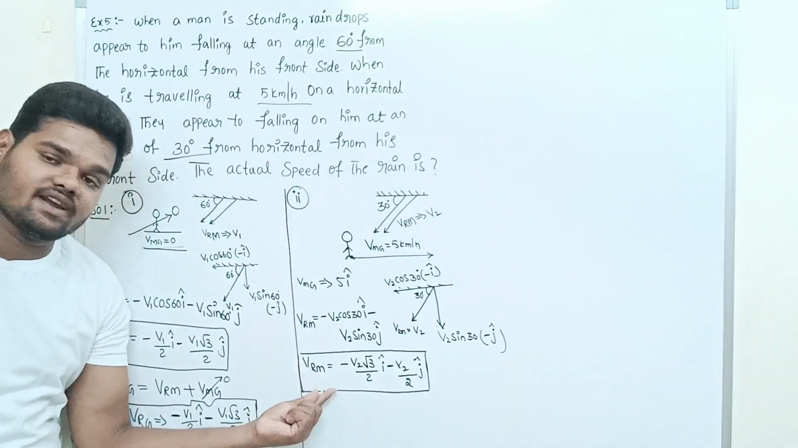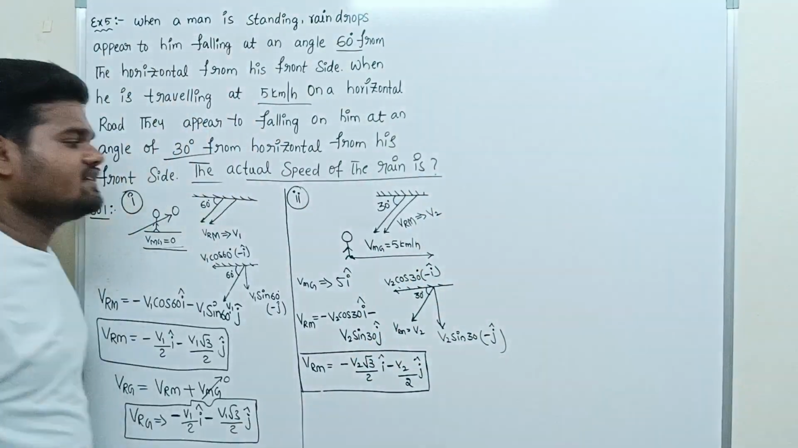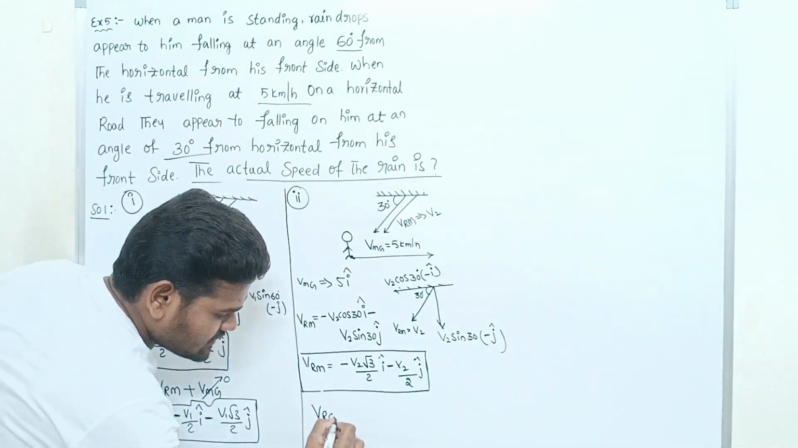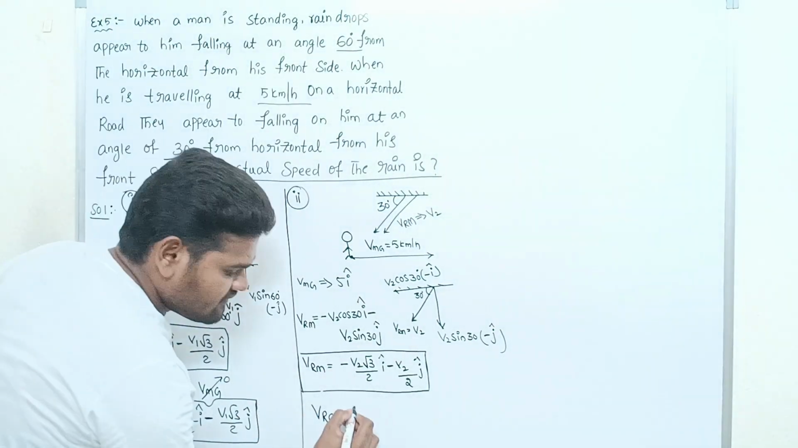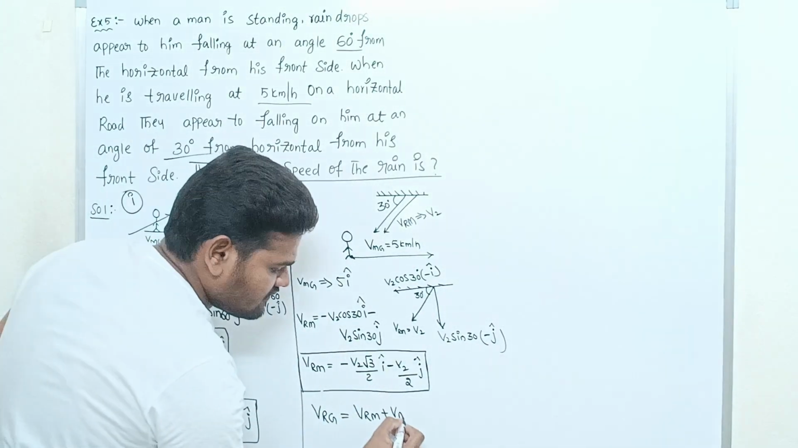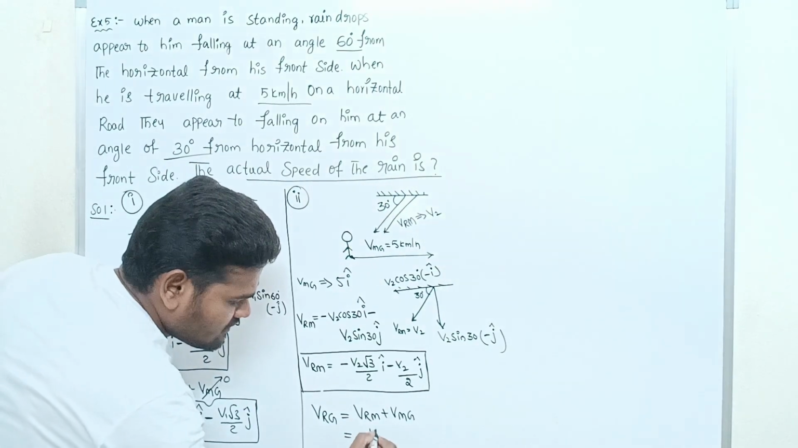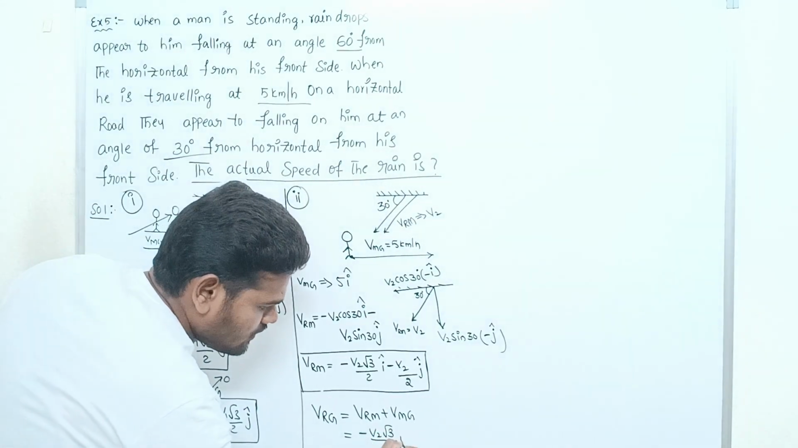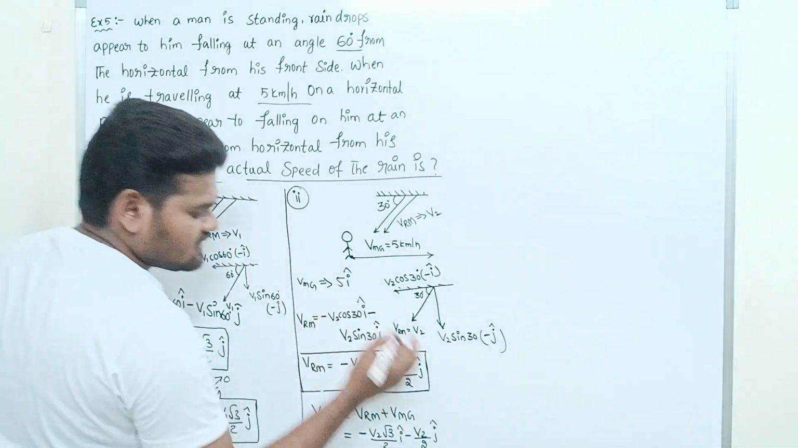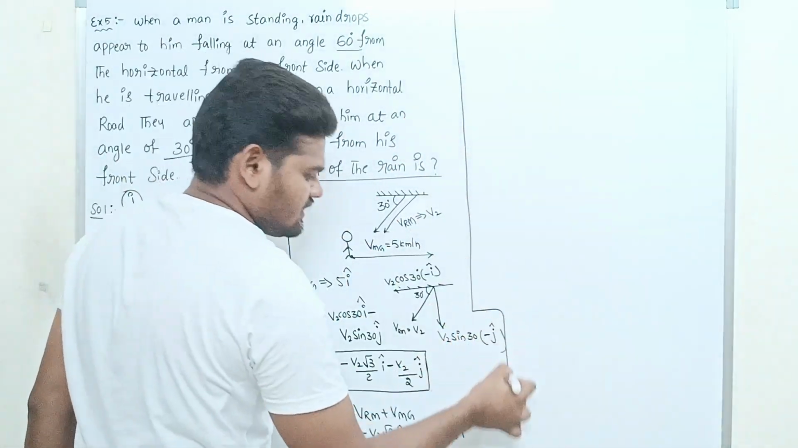So this is the velocity of rain with respect to man. Now what do we have to find? Find the actual speed of the rain. Actual speed means what? Velocity of rain with respect to ground. In this case, velocity of rain with respect to ground is velocity of rain with respect to man plus velocity of man with respect to ground. So that is equal to minus V2 root 3 by 2 i cap minus V2 by 2 j cap plus 5 i cap. Are you getting it? Any doubts?